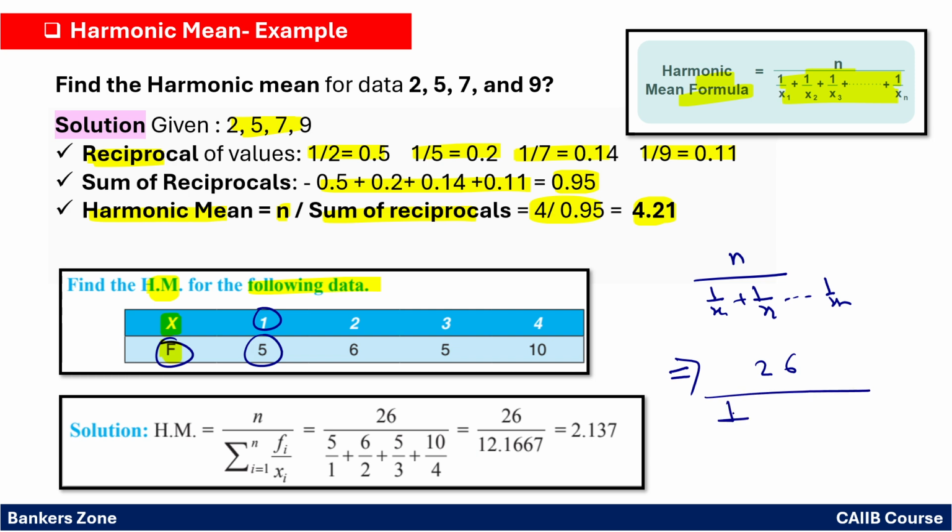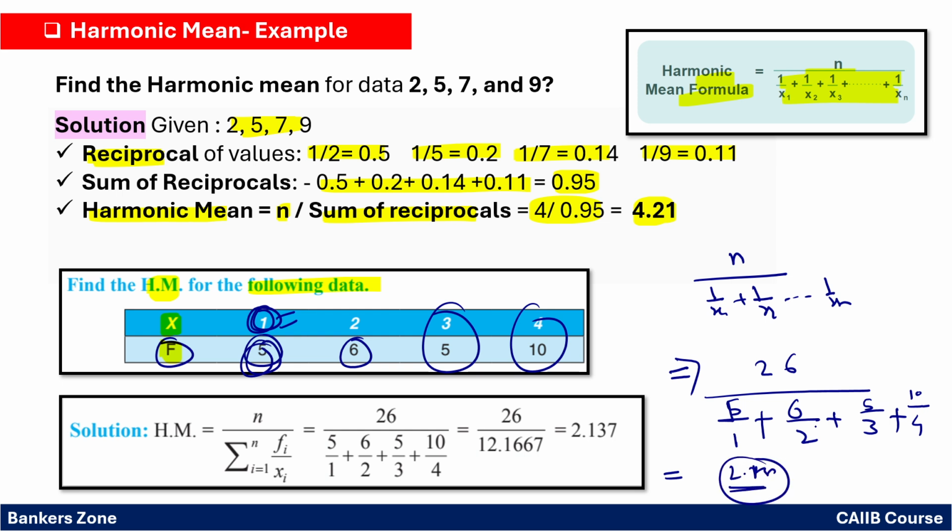Instead of 1, you have to write here n, right? So what is the frequency of 5? The frequency is 5 for item 1, so it will be 5 upon 1 plus. For the second, what is the frequency? Frequency is 6, so it will be 6 upon 2 plus. For the third, again 5 upon 3. For this, the frequency is 10, so it will be 10 upon 4. So when you solve using a simple calculator, you will get 2.137, right?